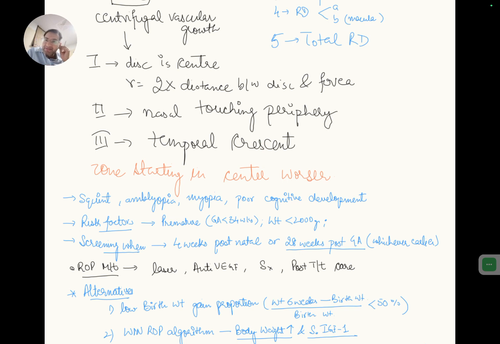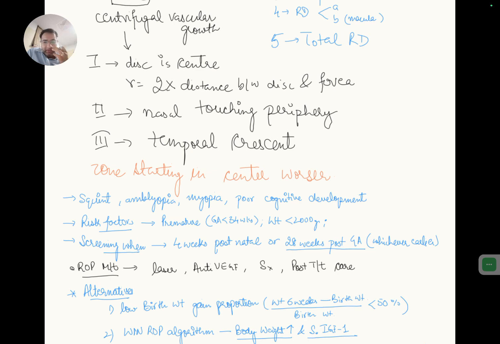Who should be screened and when to screen? All the premature underweight babies should be screened. The screening should be done at 4 weeks postnatal age or 28 weeks of post-gestational age, whichever is earlier. And ROP management we can do with laser, anti-VEGF, surgery, or observation, and we also need to do post-treatment care after all these managements.